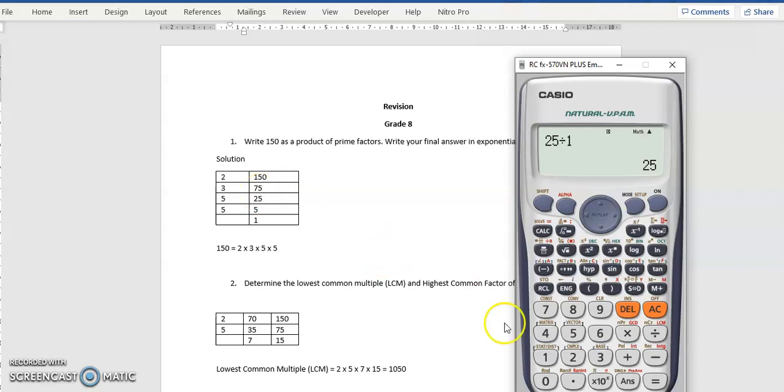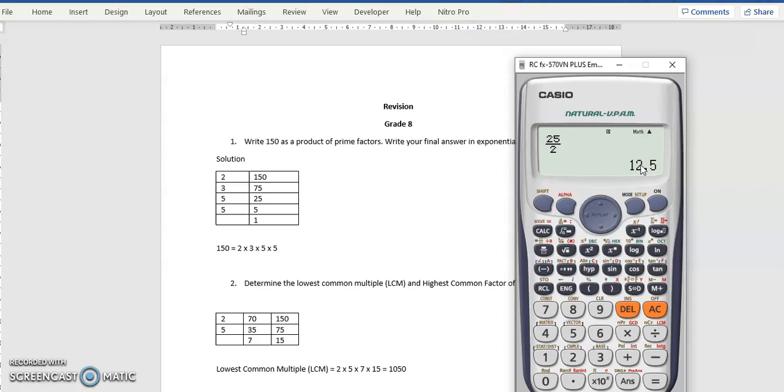Alright? Then you move on to 25 divided by 2. We're using this one, eh? So 25 divided by 2. What does it give me? It gives me the same thing. So it means there is a remainder. If I press here, I see decimal. So it means there's a remainder. Should I use 2? No. I can't use 2.